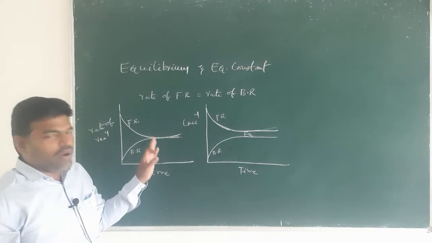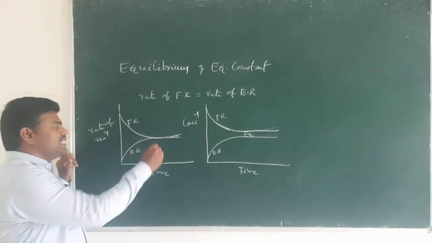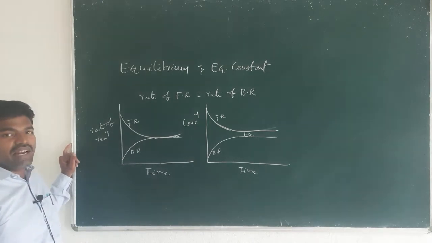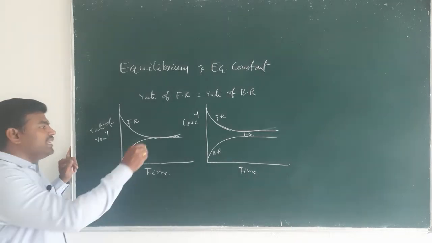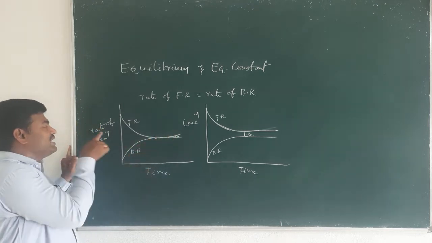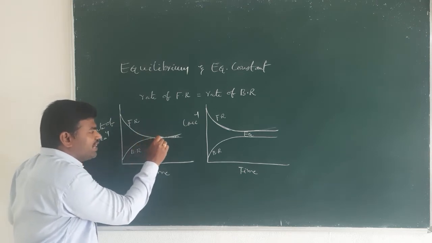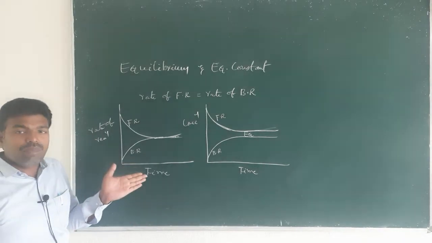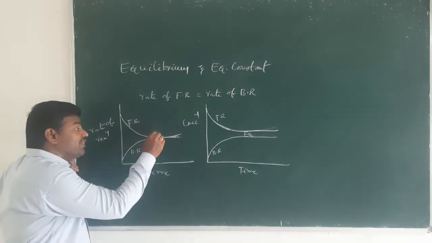So these are the two important graphs that show the equilibrium state. From the equilibrium state we can draw more conclusions. When we plot the graph between time and rate of reaction, this single line, where the rate of forward reaction is equal to the rate of backward reaction, indicates the equilibrium. So this is the equilibrium.